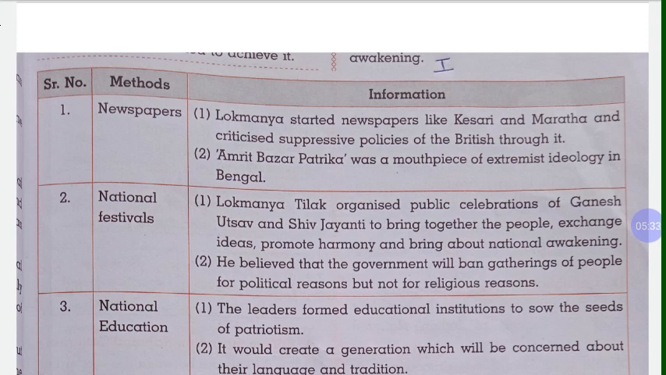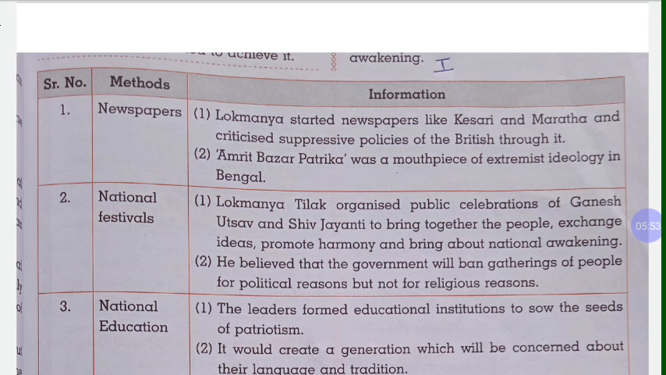National festivals. Now different festivals were organized by Lokmanya Tilak, who is also known as Bal Gangadhar Tilak. Public celebrations like Ganesh Utsav and Shiv Jayanti, to bring people together, exchange ideas, and promote harmony. Harmony means bhaichara, peace, brotherhood, etc. And bring about a national awakening.